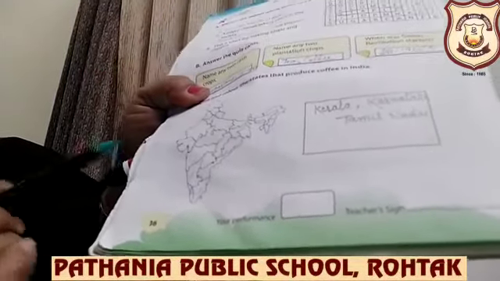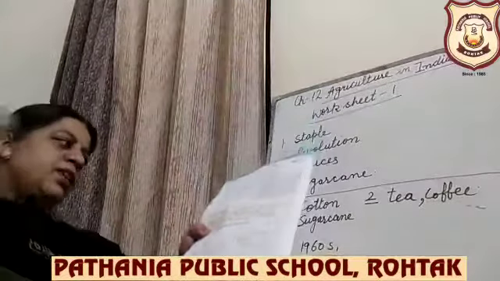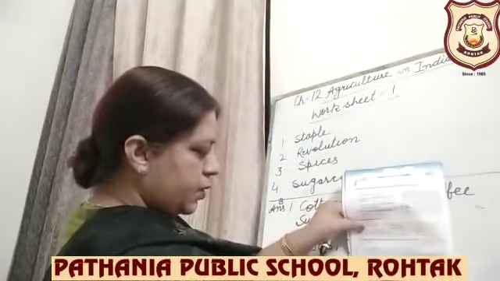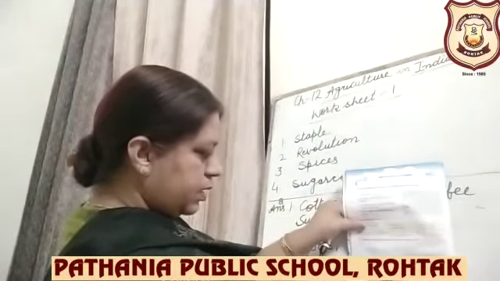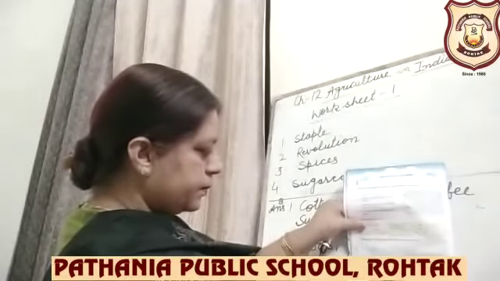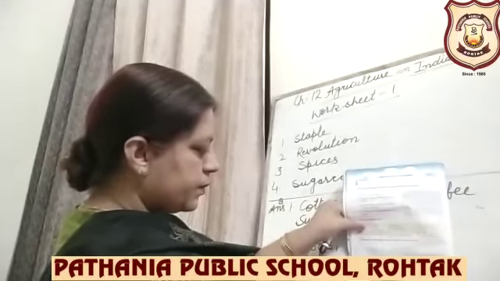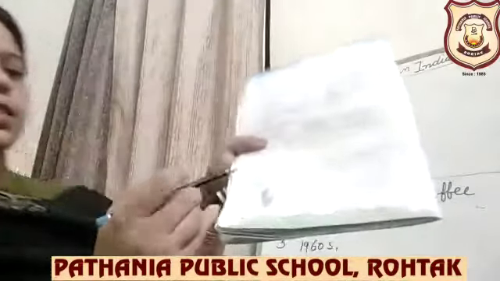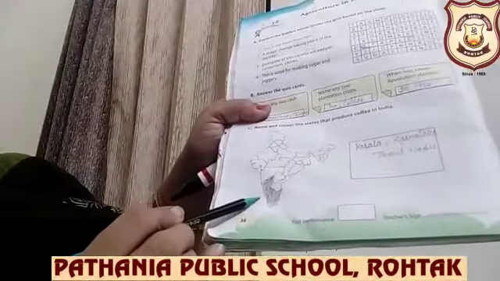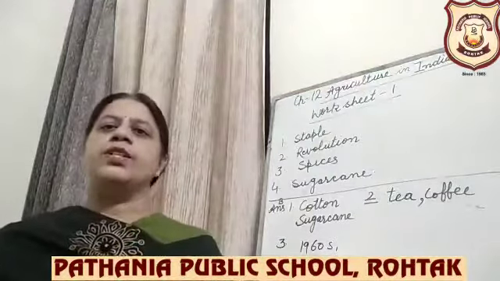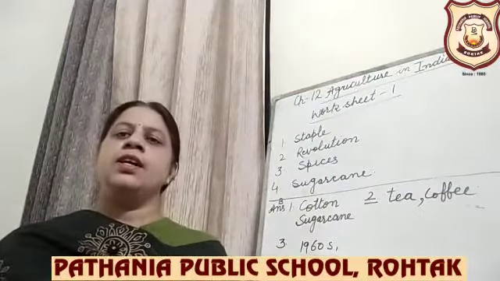So what you will do? You will color it. Okay. By using any color, I'm using the pencil now, and you have to color these three states that produce coffee. So these are the states that produce coffee in India. Okay, children. So you have to do this worksheet number 1 and 2 question answers in the notebook.